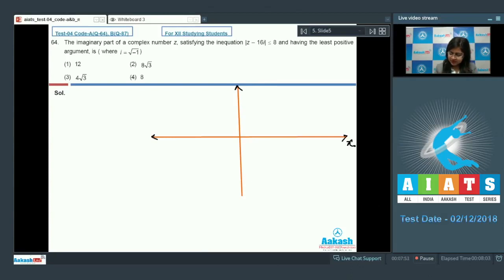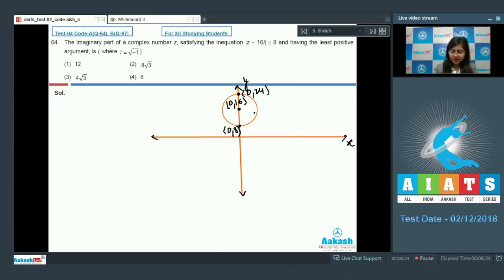Let us say this is x and this is y. Now here the circle is given something like this, that is the center of the circle is (0, 16) and its radius is 8, right? So this point will be (0, 8) and this point will again be (0, 24). Now the imaginary part of complex number z is lying on this circle.